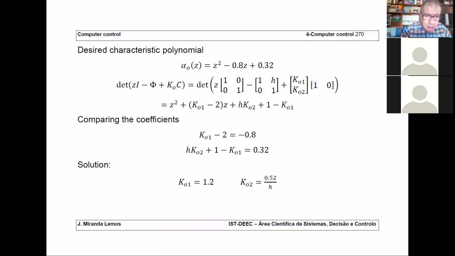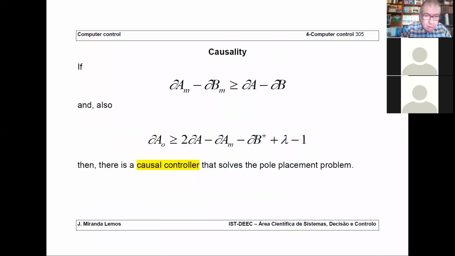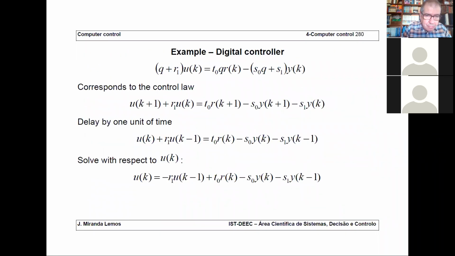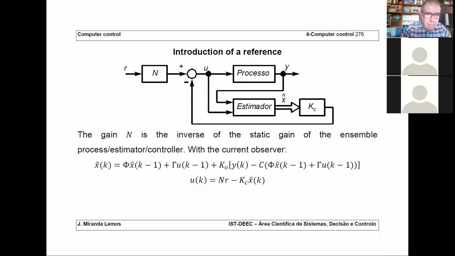Now here, oops, I was advancing too much. Here, we don't have any comparison between Y and R because we have all this, let me use a strange word, paraphernalia. It's a lot of stuff. And then you are comparing something that is Y filtered by the estimator, the gain and so on, with the reference multiplied by a constant. Oh, that's very strange.